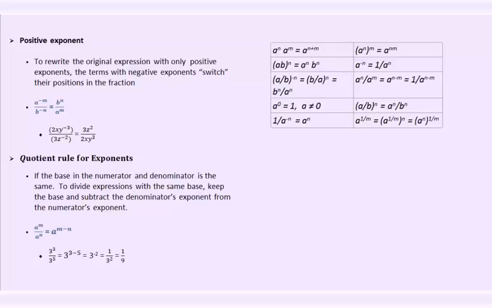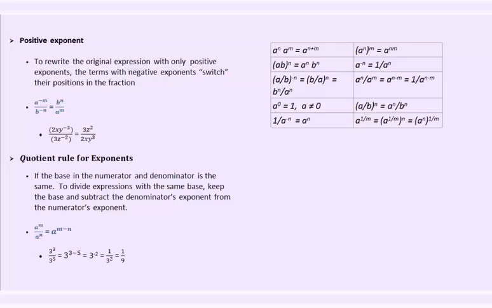If we have a fraction where both involve exponents and have the same base, we can subtract the denominator's exponent from the numerator's exponent. So we see we have 3 cubed over 3 to the fifth power. If we take the numerator's exponent minus the denominator's, we'll get 3 to the negative second power, where we can make that a positive exponent by having 1 over 3 squared, or 1 over 9.